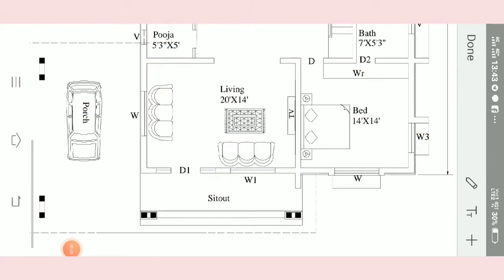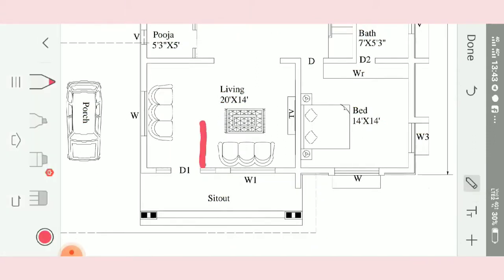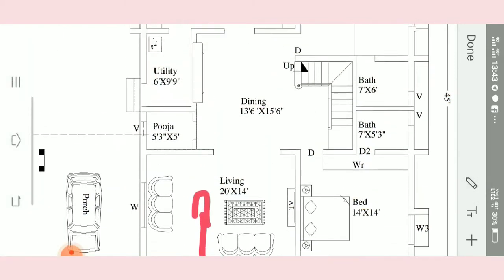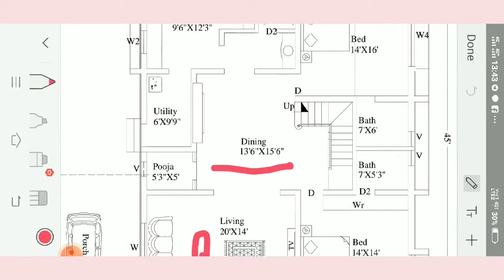This is the living area. Living area dimension is 20 by 14 feet. From living we get access to the dining, which is 13 feet 6 inches by 15 feet 6 inches.